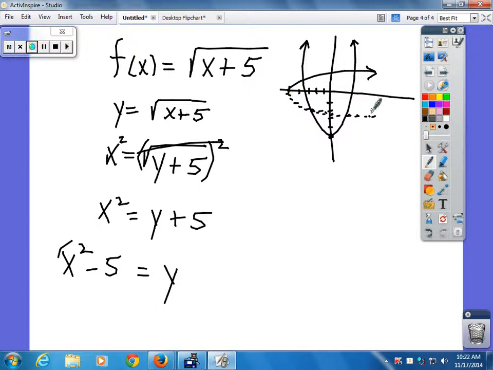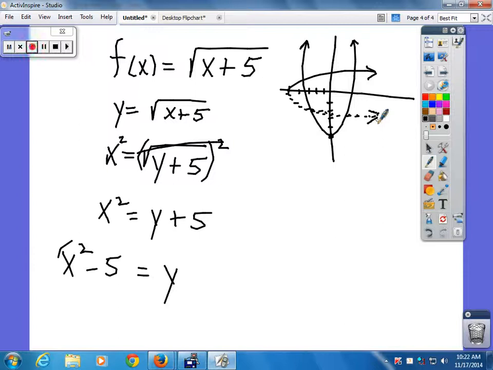What does that look like? Looks like a parabola on its side, doesn't it? And what does this look like? Do they look like the same parabola? Yes, they do. But then why doesn't this one look like a parabola on its side, which is called a hyperbola? The reason it doesn't is because you can't take the square root of what?